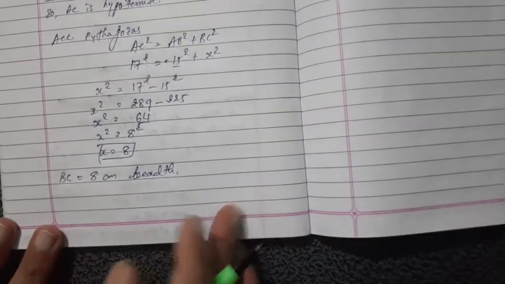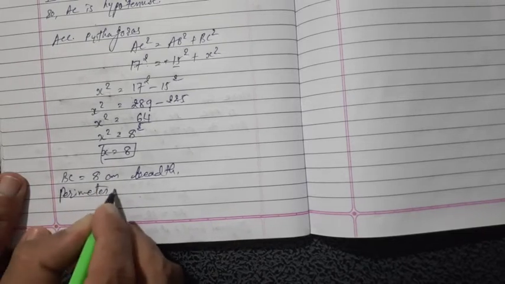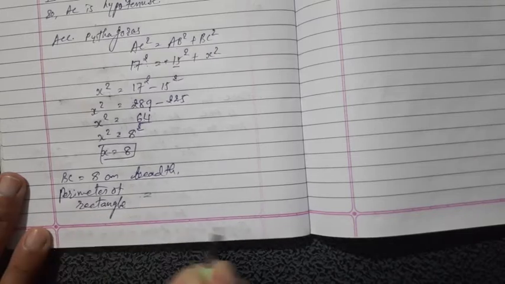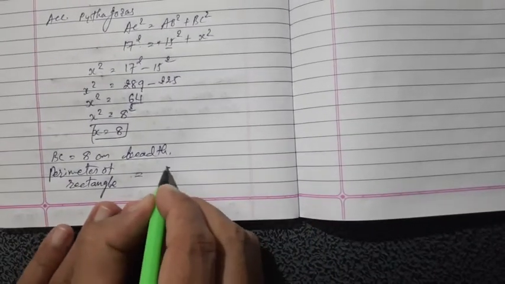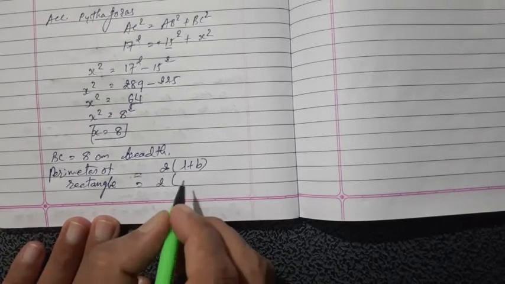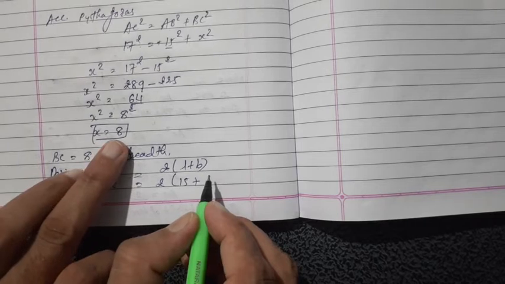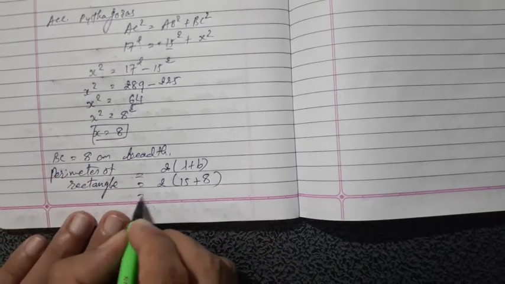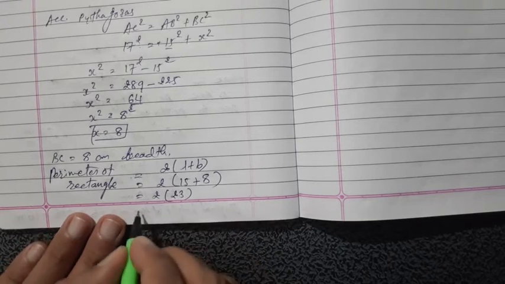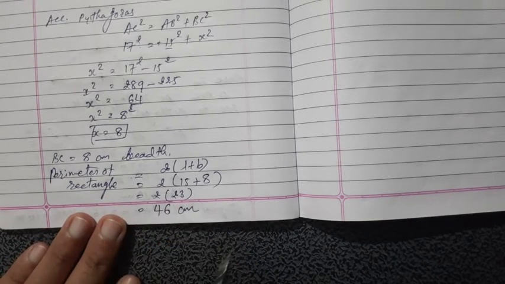Now find the perimeter. Perimeter of a rectangle equals 2 times (L plus B). L equals 15, it's given, and B we already found, that is 8. So 2 into bracket 15 plus 8, which is 23, and 2 times 23 is 46 centimeter.